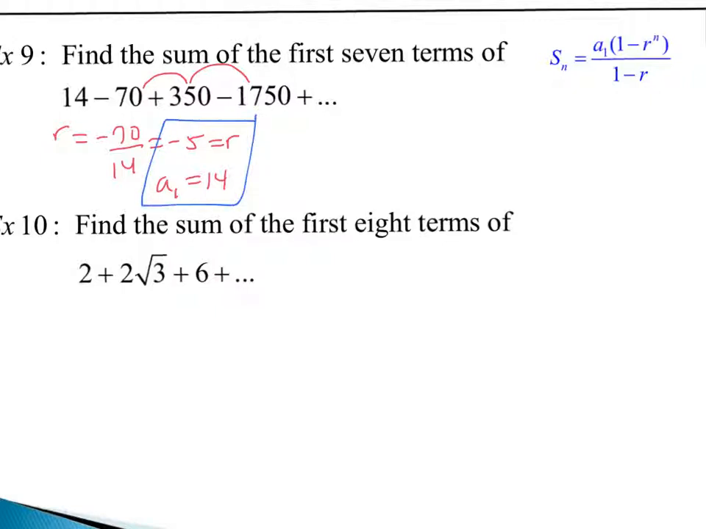Now that I have that, I have all that I need to find my sum of the first 7 terms. So the sum for 7 terms is going to be a1, which is 14, times 1 minus my r value, which is -5 raised to the 7th power, all divided by 1 minus -5. Now there's a lot of tricky things here that we have to watch out for. The first thing is the parentheses on the top.